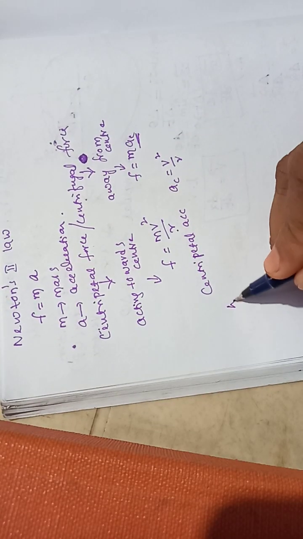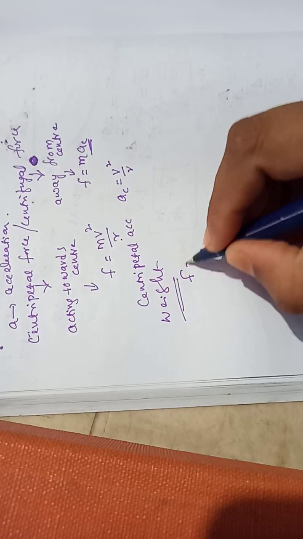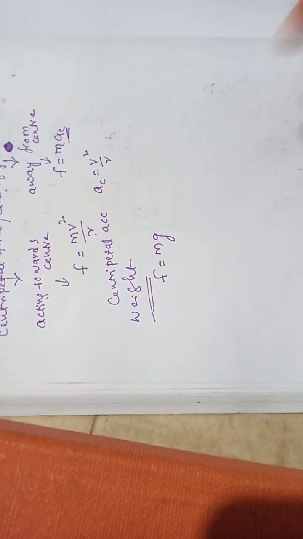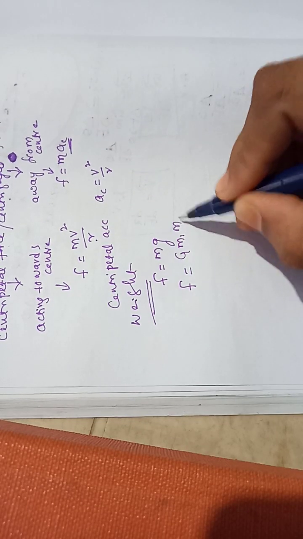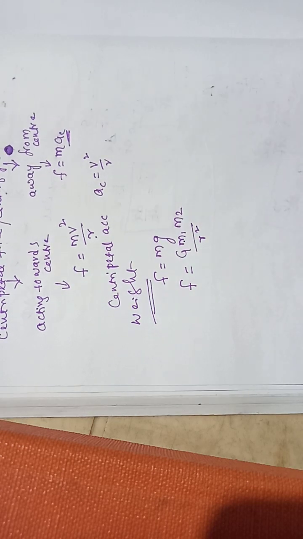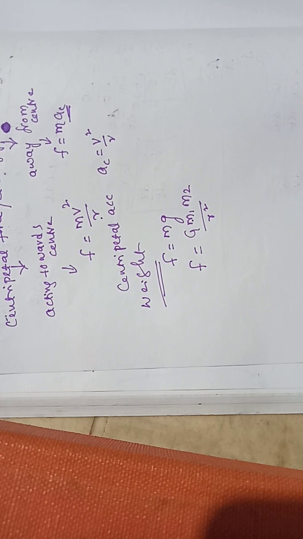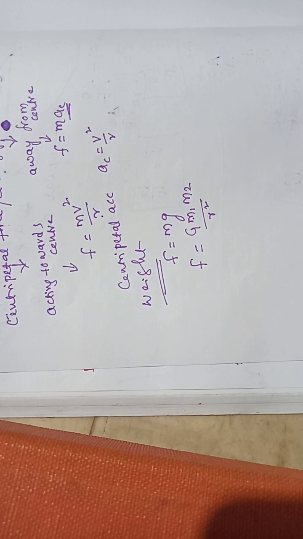in case of weight, what can we write as the force formula? mg. Right? Now do you know the force in terms of gravitational force? G m1 m2 by r square. m1 and m2 are the masses of two bodies, r is the distance between those two masses. Newton's law of gravitation says that force is directly proportional to the product of masses and inversely proportional to the square of the distance between those two masses.